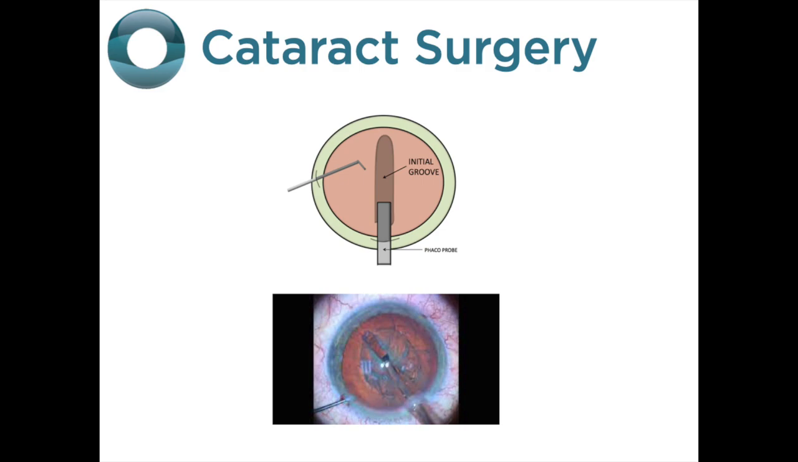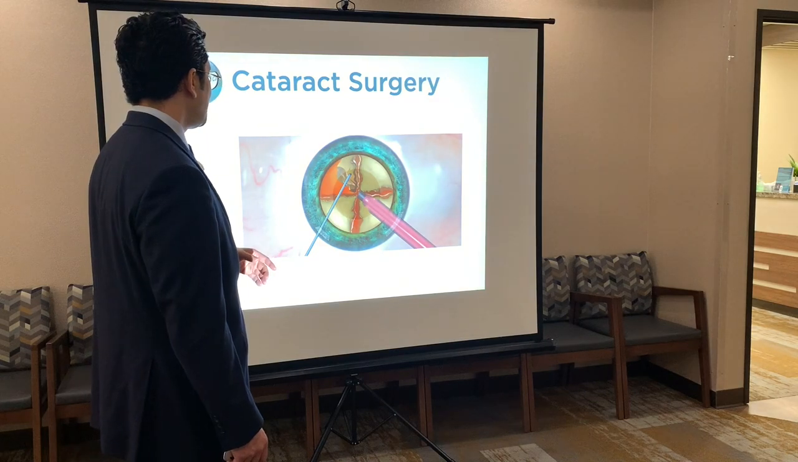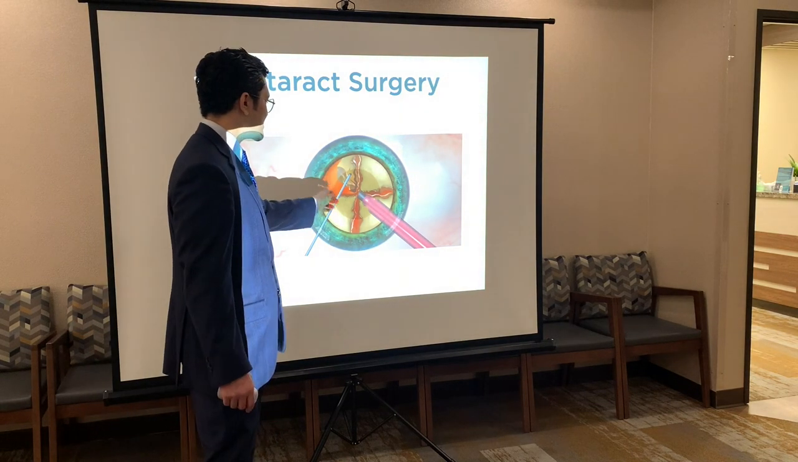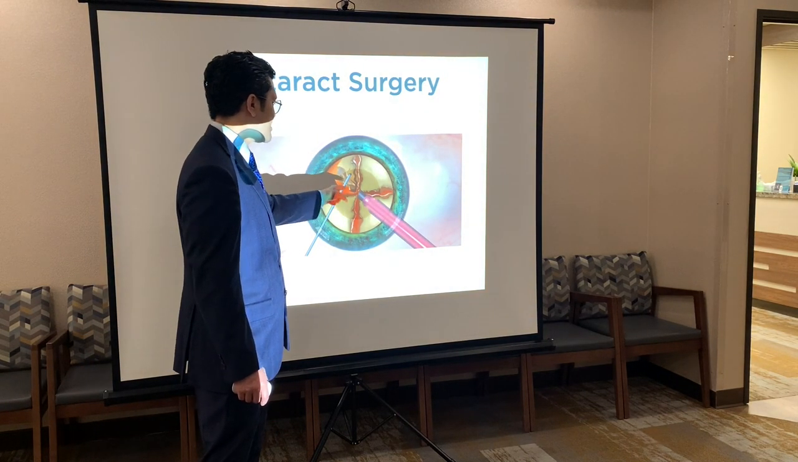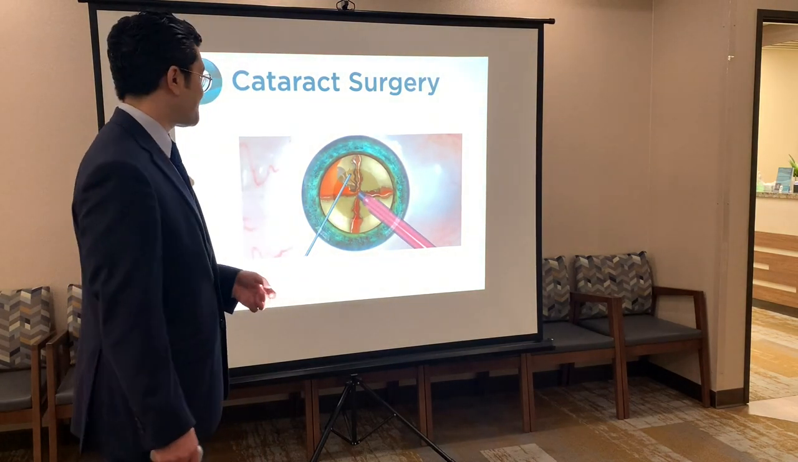So let's go over that again. We're going to create that groove in the center. We're then going to rotate. And then when you do the two grooves, now you're going to have those four quadrants. You can take each of those quadrants out one by one by one.